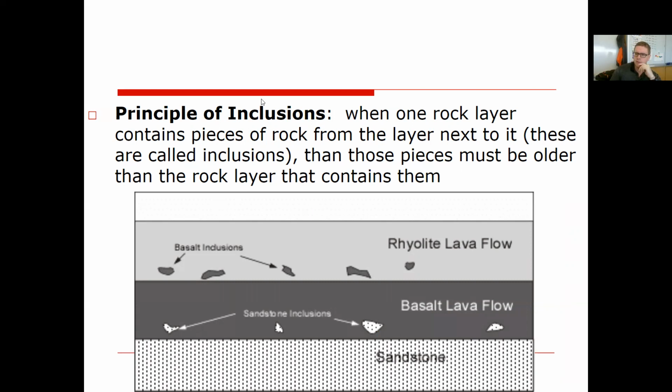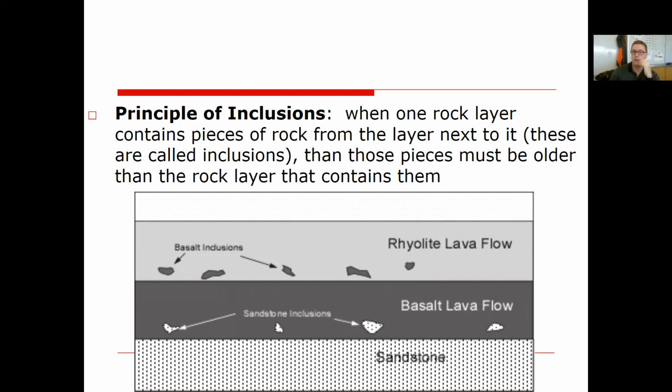What does that mean? Well, if you look at this, we have three layers here: rhyolite, basalt, and sandstone. And it looks like we have little chunks of rock from the layer below in a different layer. So if I look at this rhyolite layer here, you can see we have little basalt rocks, or basalt inclusions, included in that layer. So if I were to age these inclusions, I know they come from the layer below, so they're older than the rhyolite. So I would say that the basalt inclusions are older than the rhyolite layer. We can begin to see how this can be confusing, so that's why you want to take these one at a time.